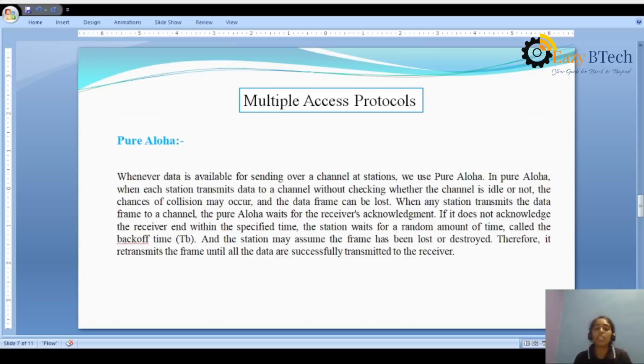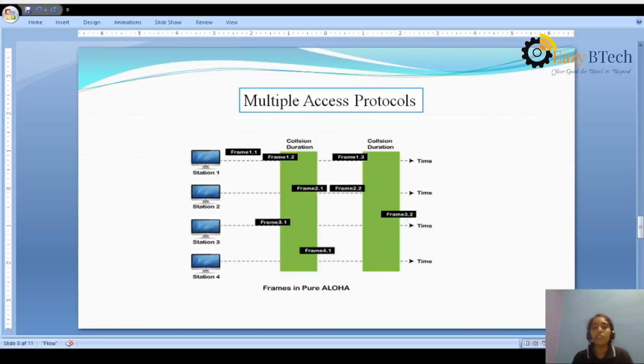So in this, the disadvantage is that it does not sense the channel whether it is idle or not. A number of users can use this channel to transmit data or to communicate data from source to destination. Right, so this is an actual diagram. I will show you.